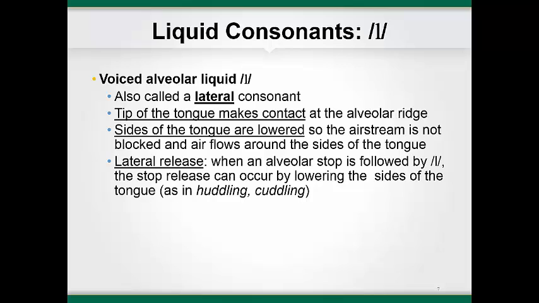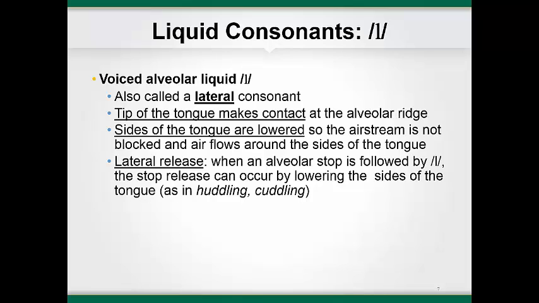To create this consonant, the tip or blade of the tongue touches the alveolar ridge, just like for the alveolar stop consonants. However, the sides of the tongue are not raised for the L sound, so air is allowed to flow freely around the sides of the obstruction.